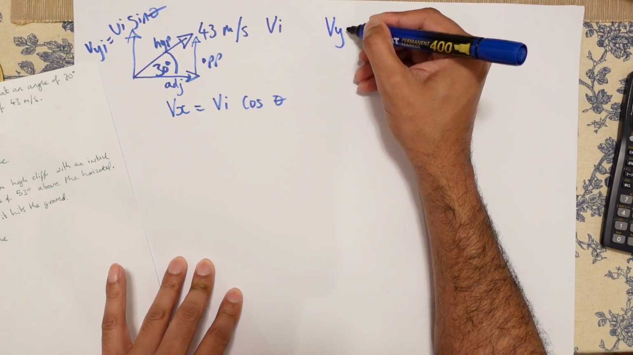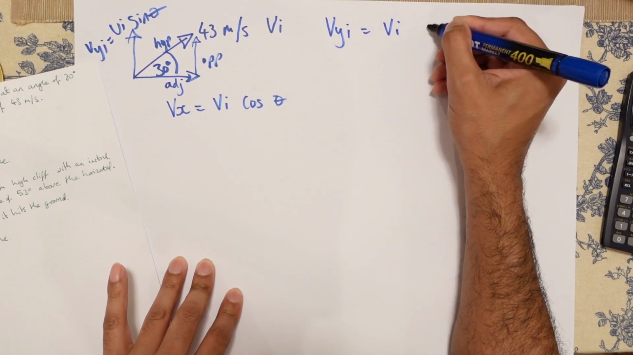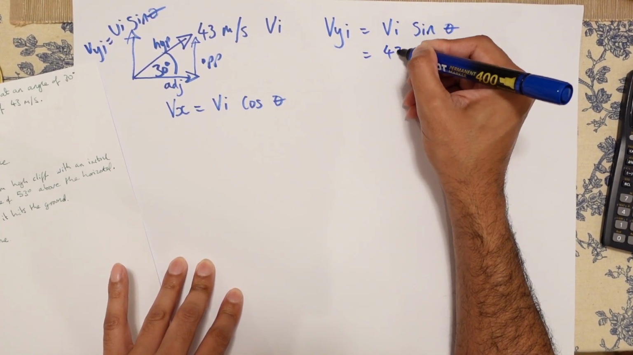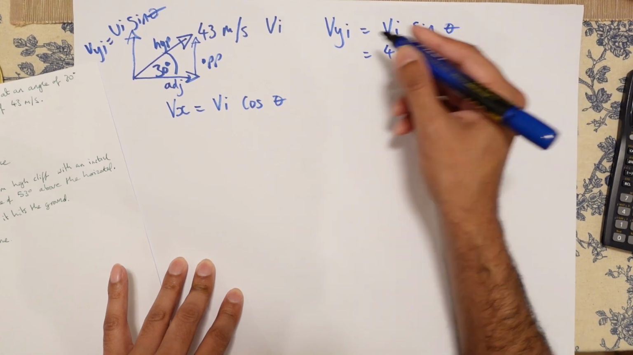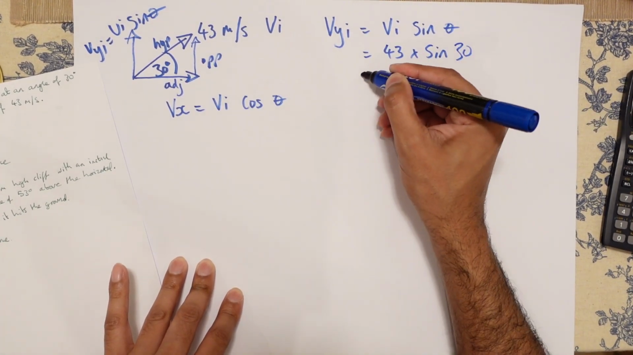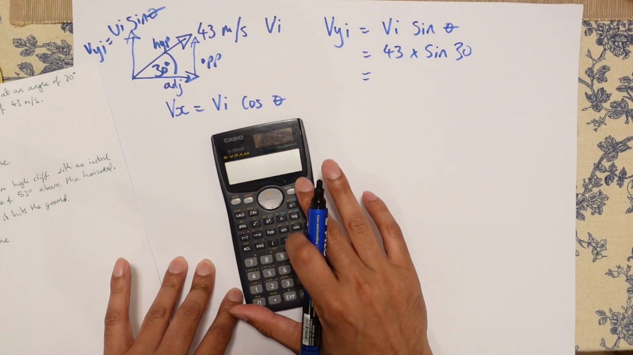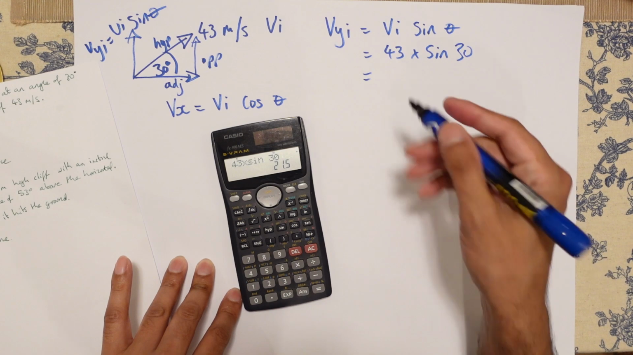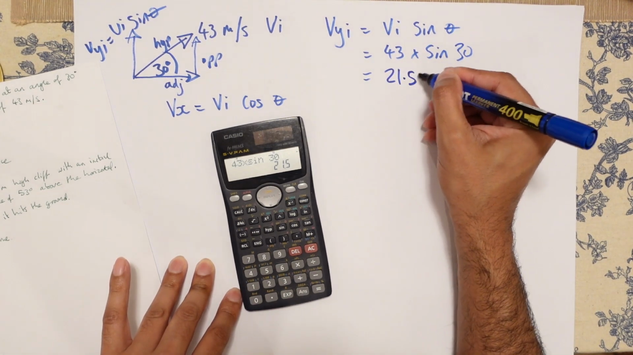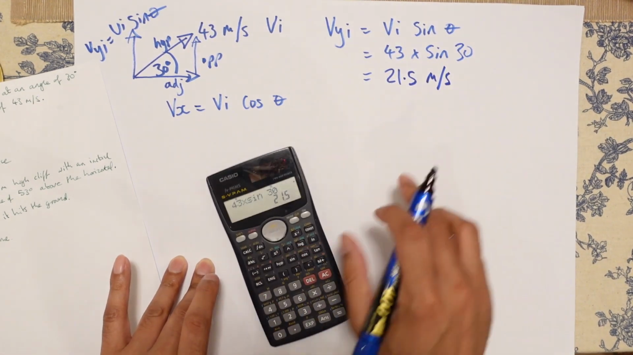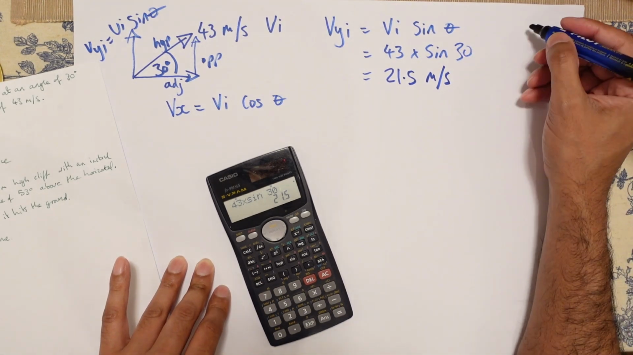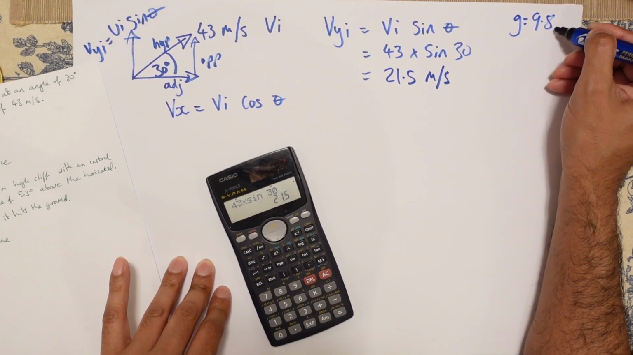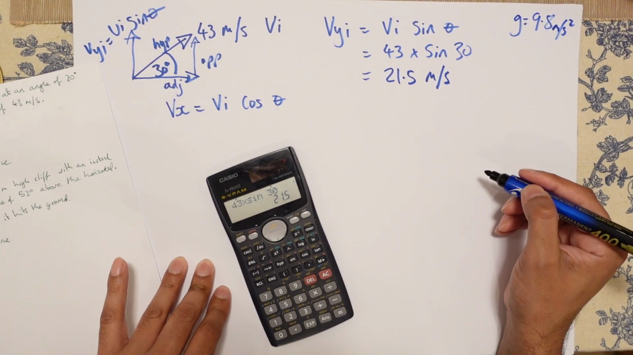So Vyi, Vi sine theta. Vi is 43 times sine 30. Let's get our calculator out. 43 times sine 30 is equal to 21.5 meters per second. So now we've got Vyi. We know that g is 9.8 meters per second squared. Okay.